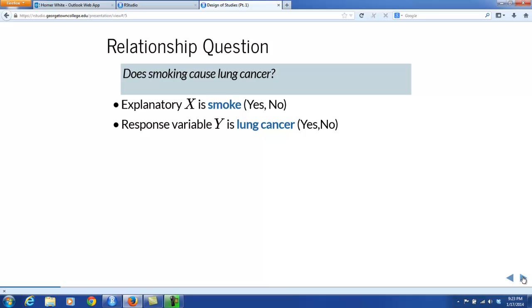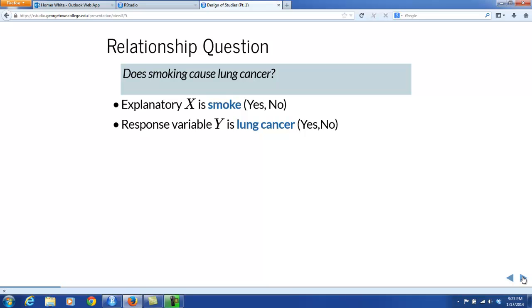Now smoking is an activity, and lung cancer is a condition. But in order to examine this question from a statistical point of view, we introduce variables that are related to the activity and the conditions in question. We look at the variable smoke, which could be measured on an individual. Any individual could smoke, yes, or not smoke, no. So there's a factor variable that you could measure on individuals. And that's going to be the explanatory variable in this study.